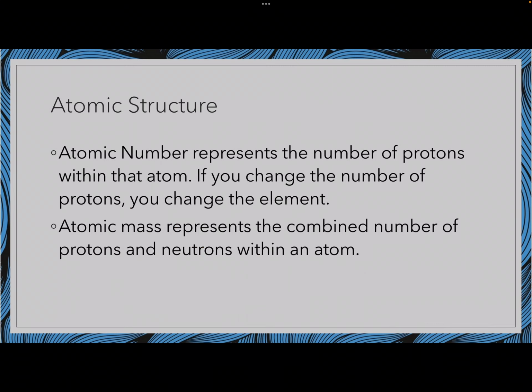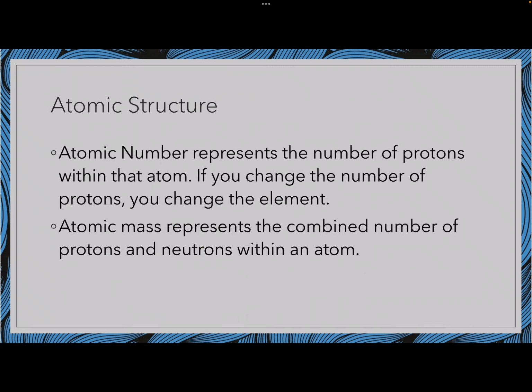Now, the atomic number, that represents the number of protons within that atom. Okay, basically, if you change the number of protons, you change the element. Okay, so whatever that number is, that's the number of protons. So carbon has a 6 at the top. Every carbon atom has 6 protons. If you change that number, for example, if you change it to 7, it's no longer carbon, it becomes nitrogen. Okay. Or if you take one out, it goes from 6 to 5. 5 is no longer carbon, that's boron. Okay, so it completely changes the actual element.